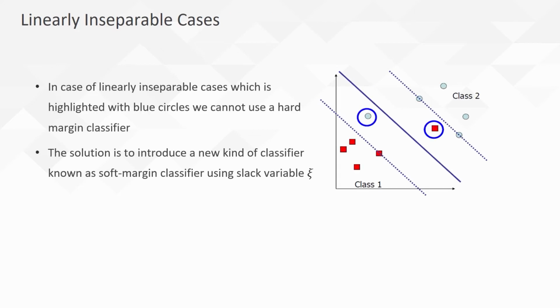With linearly inseparable cases, such as that illustrated in the following figure, we cannot use a hard margin classifier. The solution is to introduce a new kind of classifier known as a soft margin classifier using the slack variable. Note that hard margin refers to the fitting of a model with 0 errors. Hence, we cannot use a hard margin classifier for the preceding figure. A soft margin, on the other hand, allows the fitting of the model with some error, as highlighted by the points circled in blue in the preceding figure.